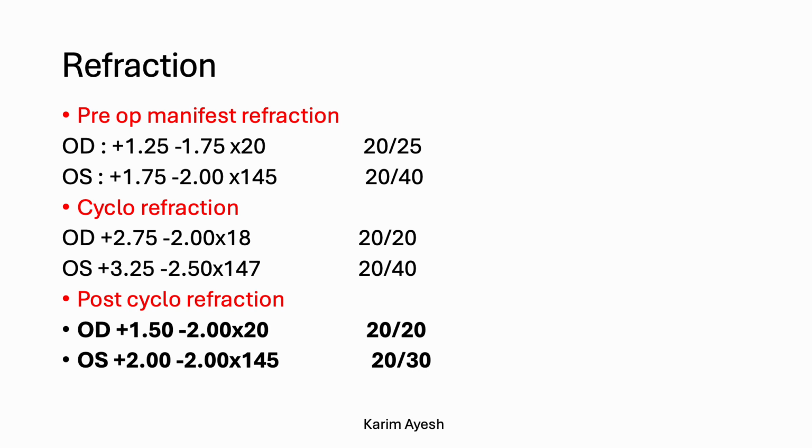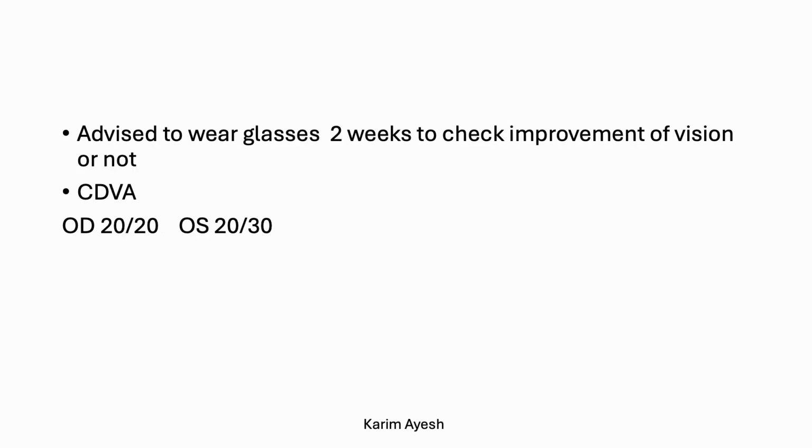As I forgot to write here, uncorrected vision in the right eye is 20/40 and in the left eye 20/50. So 20/50 to 20/40 is not so much improvement, it's just one line, but in the right eye 20/40 to 20/20 is a good improvement. So we don't have a problem in the right eye, but I have a problem with the left eye, that there is not so much improvement in vision.